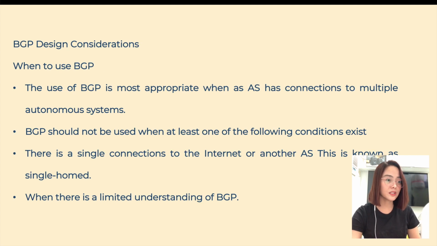BGP design considerations. The use of BGP is most appropriate when an AS has connections to multiple autonomous systems. BGP should not be used when at least one of the following conditions exists. There is a single connection to the internet or another AS. This is known as single-homed. Or when there is a limited understanding of BGP.